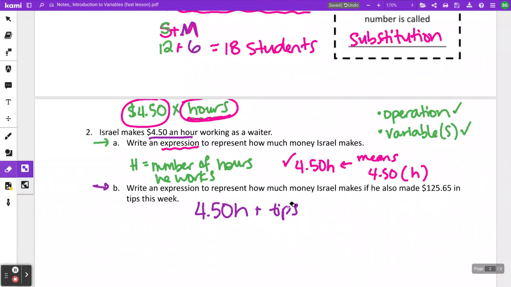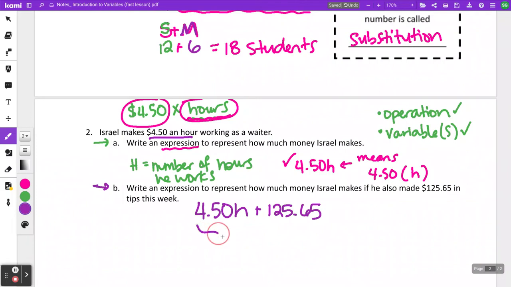Now, if I didn't know how many tips he makes, I might want to use a variable there. But here we do know how many tips he makes. I know he makes $125.65 in tips. So that right there would be my new expression. This part here says he makes $4.50 per hour. And the second part here is just the tips he makes. I don't need a variable with my tips because I know how many tips he makes. I know this right here. That is the tips.